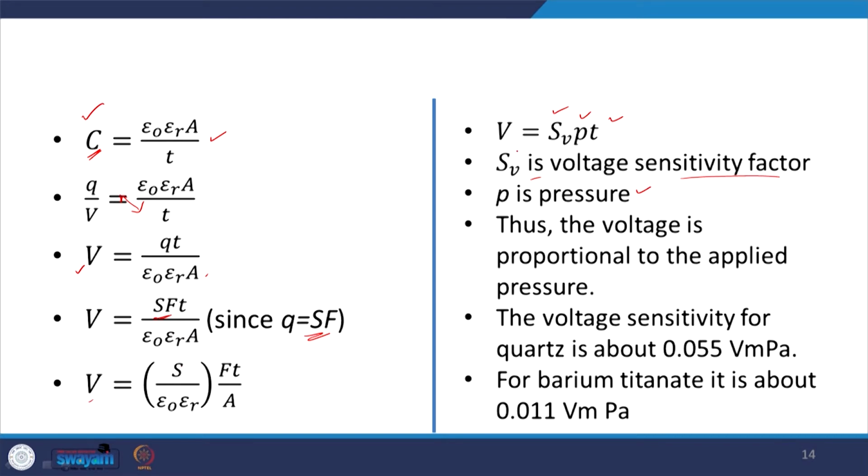So what I want to say is that the voltage across the capacitor plate is going to be proportional to the pressure. Okay. So the voltage is proportional to the applied pressure. So this is how pressure is measured with the help of this piezoelectric capacitor. The voltage sensitivity for quartz is about 0.055 volt meter per Pascal, and for barium titanate it is about 0.011 volt meter per Pascal.